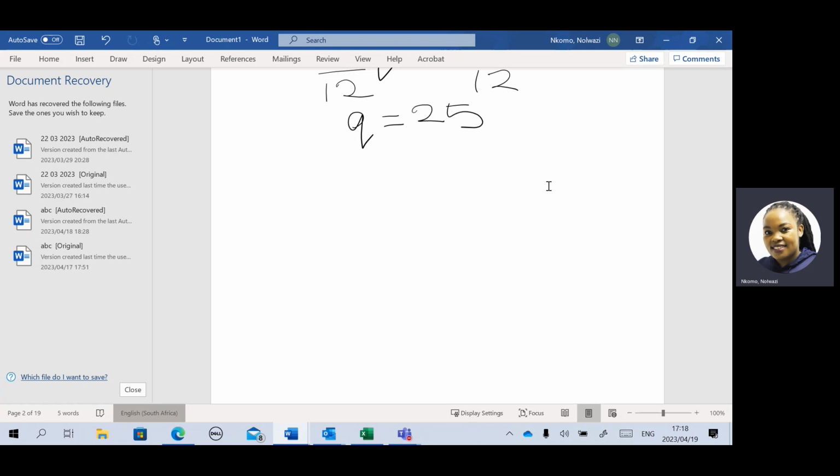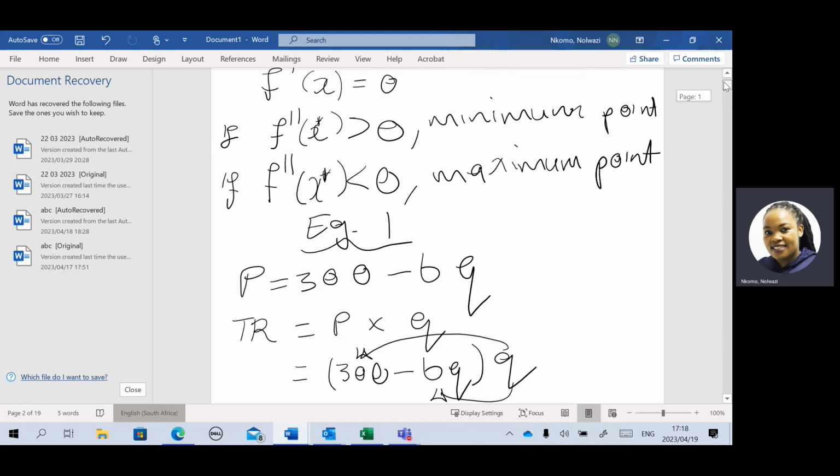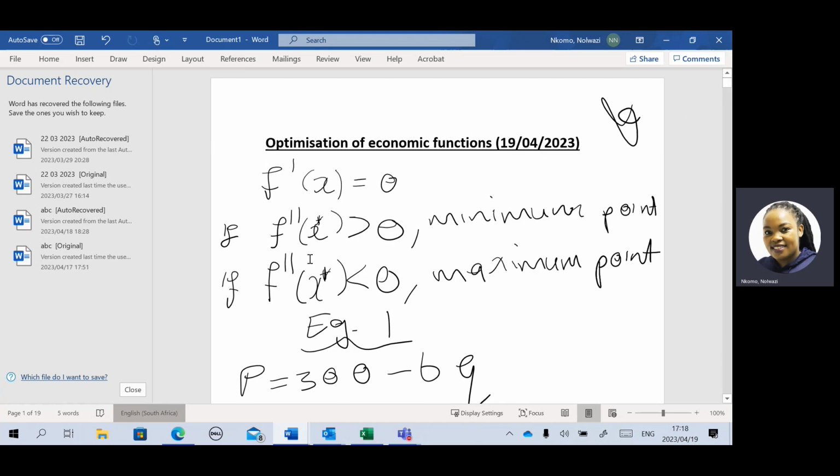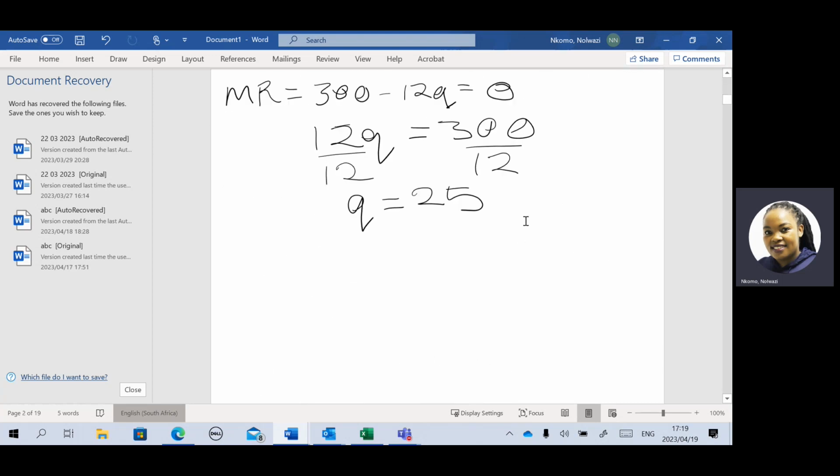And to do that, we use the second derivative test. Remember? Okay, let's go back. I said in our previous class, we first find the turning point by finding the derivative and equating to 0, and we obtain X star. And then to check whether X star is the minimum point or maximum point, we find the second derivative and substitute that X. If the second derivative is greater than 0, then we have a minimum point. If the second derivative is less than 0, then that means we have the maximum point.